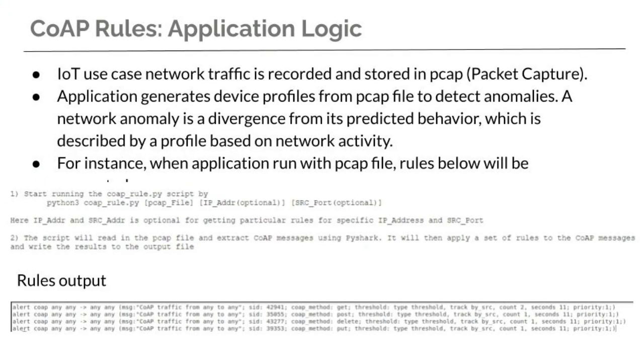The tool generation application generates a device profile from the pcap file to detect anomalies. A network anomaly is a divergence from predicted behavior, which is described by a profile based on the network activity. For example, we ran this application on a pcap file and found certain rules, as shown below. In these rules, it is clearly depicted that for each packet type, the number of packets coming to a web server is limited, and we have made a check here that if, within a duration, more than a certain number of packets appear, then this is considered an anomaly, and this anomaly will be reported by the system.